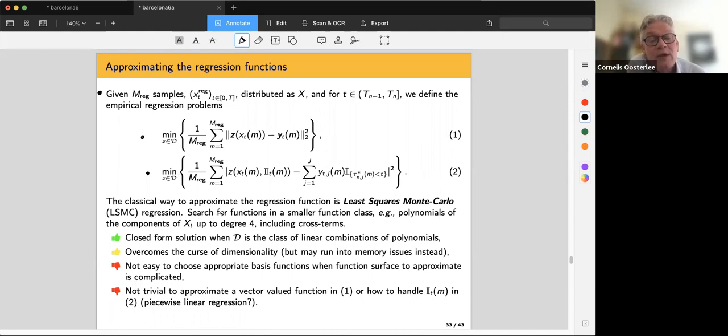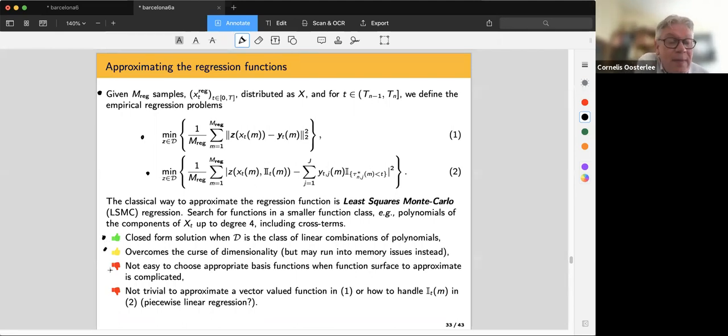Yeah, and one would search for functions in a smaller function class, like polynomials up to degree 4 with the cross terms. The good news is that you have a closed form solution when this D, where we look for our solution, is the class of linear combinations of polynomials. We often have a closed form solution. It overcomes the curse of dimensionality. However, one may run into memory issues.